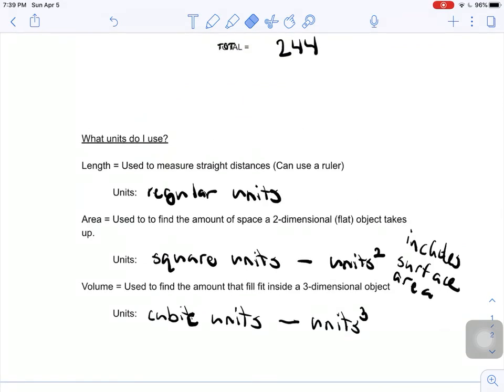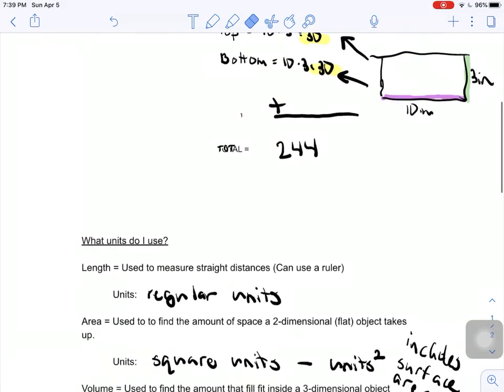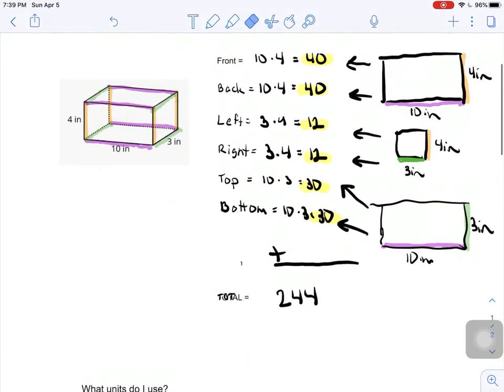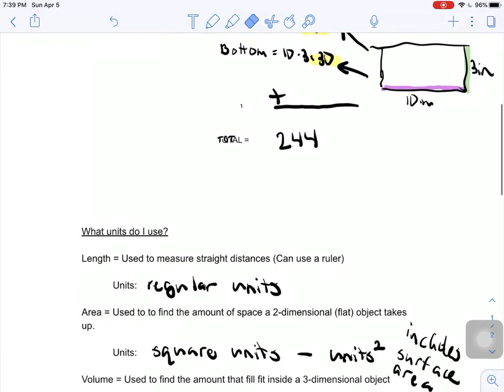Since we just calculated surface area, back up to our answer up here, we want to use square units, or units squared if we want to write it out that way. Since our units are in inches, we're going to do square inches. You can literally write out square inches, or you can write it the short way, which would look like this, inches squared.